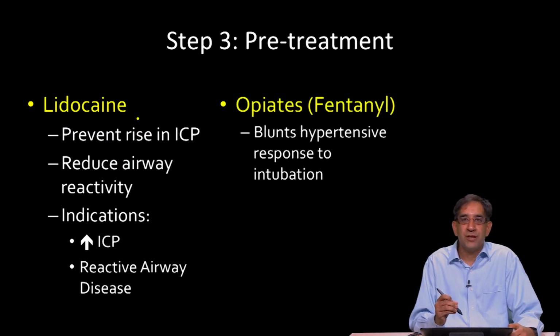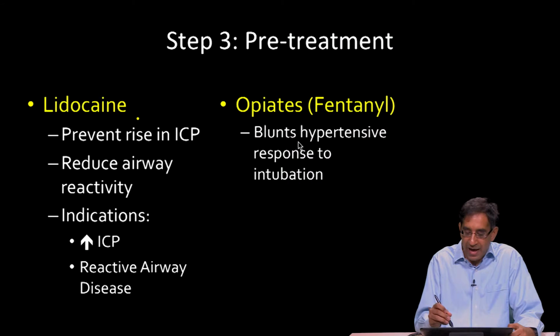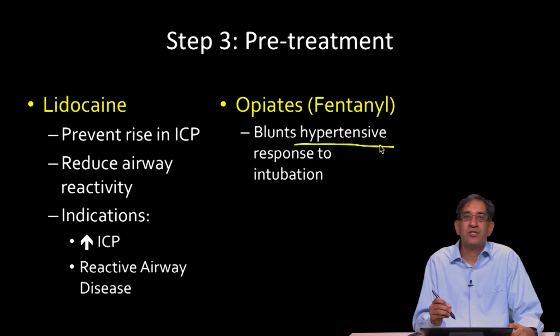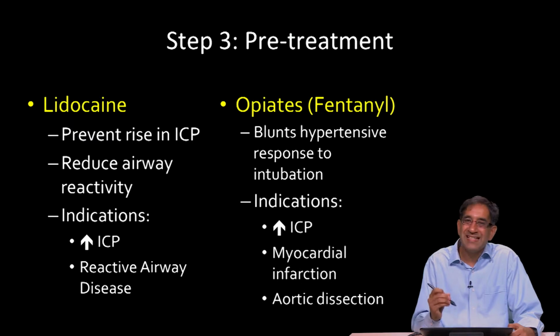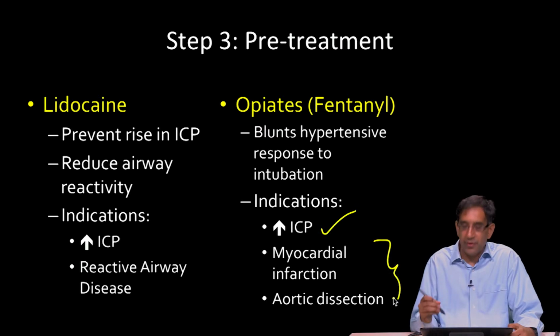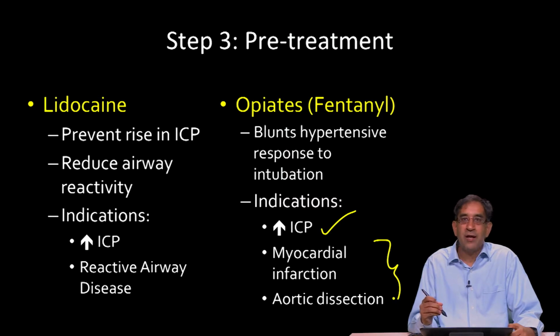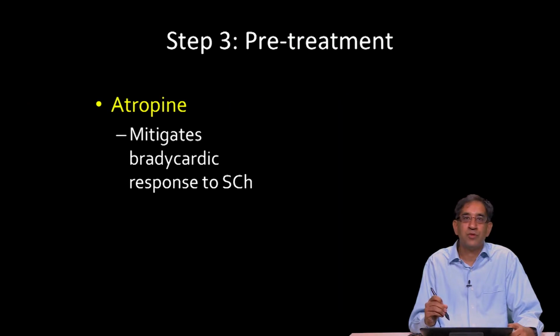Another pre-treatment agent is fentanyl or opiates. They can blunt the hypertensive response to intubation, since the insertion of that laryngoscope into your pharynx can be very irritating and cause hypertension. Patients where you would consider using fentanyl or an opiate as a pre-treatment agent include increased ICP, and patients with myocardial infarction or an acute heart attack or aortic dissection, where an increase in catecholamines can lead to a worsened outcome.